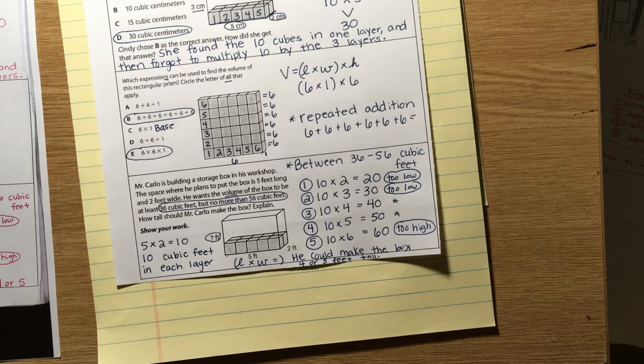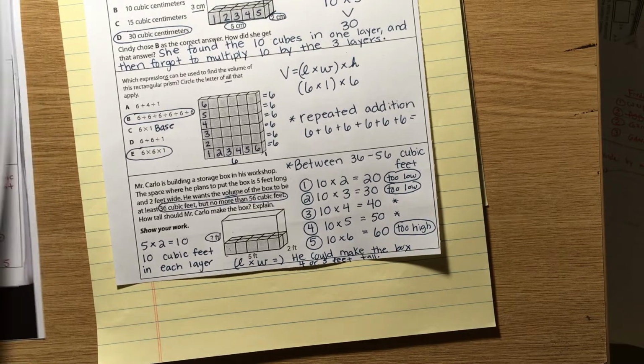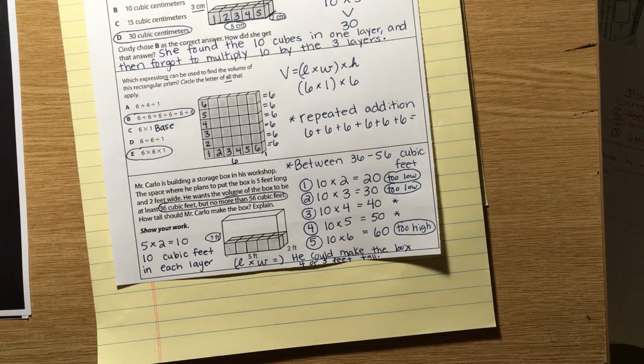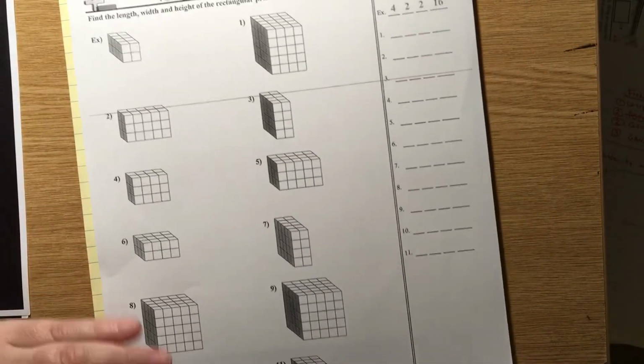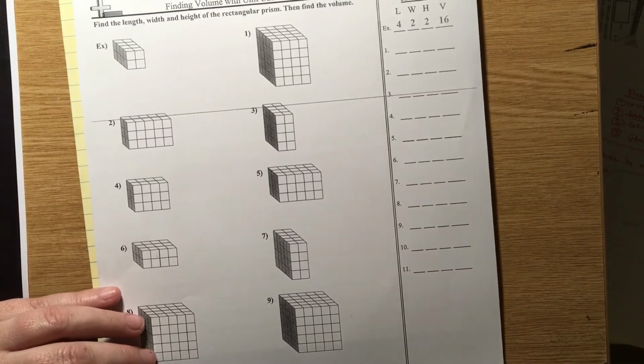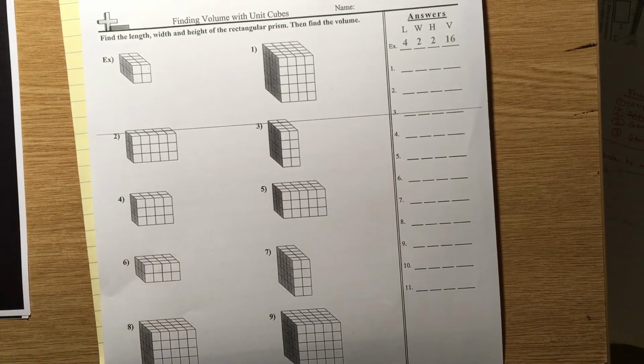All right, great job guys working on your first volume lesson. The next thing you guys are going to work on is your independent practice sheet. It looks like this. I'm going to go over the example with you in problem 1 just to kind of get you started to show you what I'm looking for.